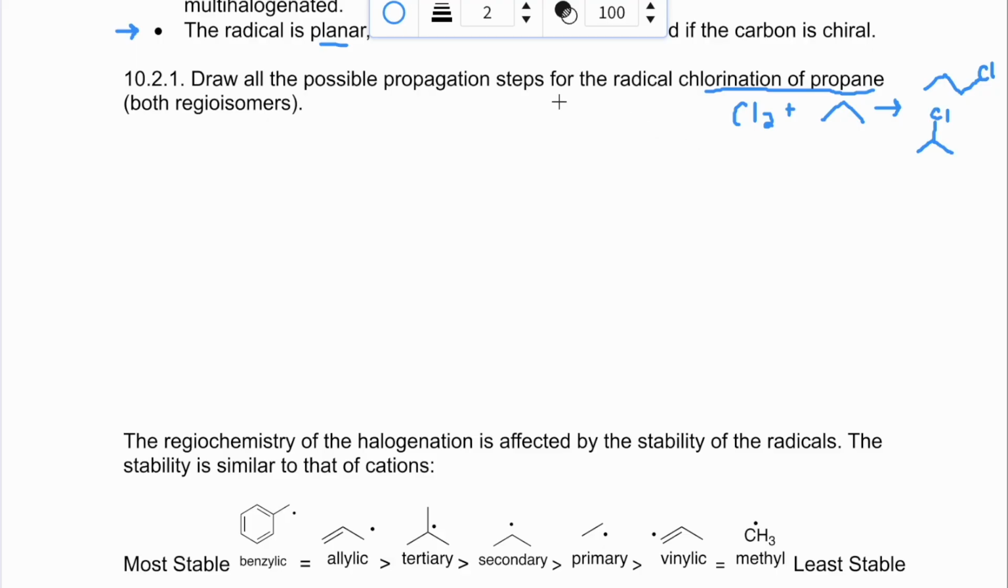The initiation step, the first step, would be to make 2 chlorine radicals. So the initiation step has made some chlorine radicals, and we are doing the next steps, which are the propagation steps. So you can pause the video and try to come up with different propagation steps. Remember, that means that a radical goes in, breaks a sigma bond, creating a different radical. So I'll let you pause that.